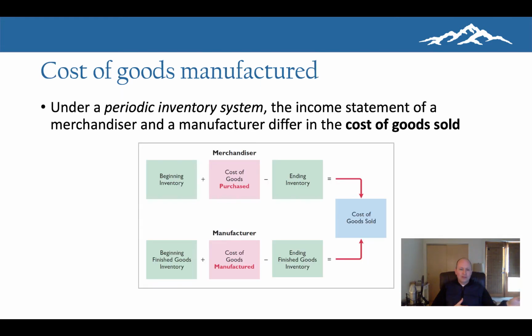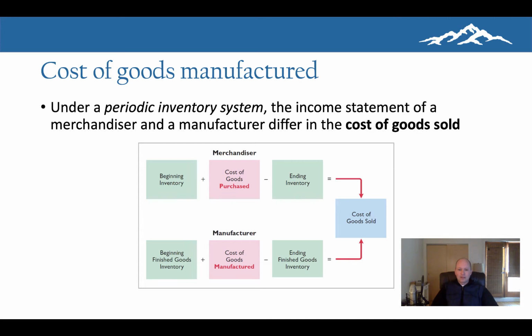Cost is important. Defining cost is important because eventually we work our way to cost of goods manufactured, right? Under a periodic inventory system, the income statement of a merchandiser and a manufacturer are going to look different in cost of goods sold. This is probably not a revelation to you, right? If you look on the top of this chart, the merchandiser has beginning inventory, cost of goods purchased, less ending inventory is their cost of goods sold, right?